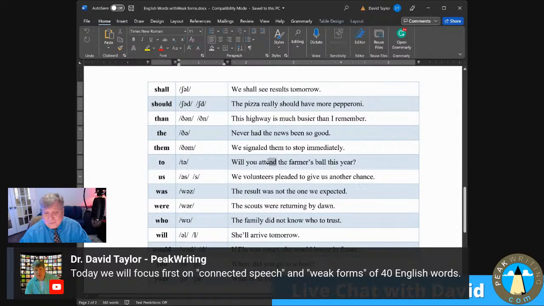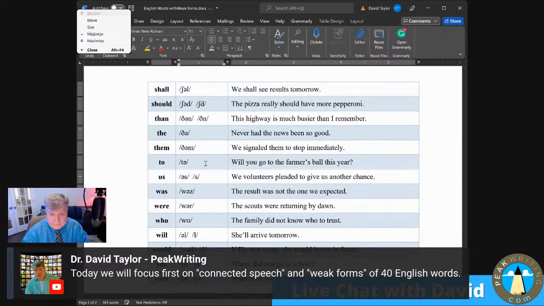I have no idea why the word "intend" is in there. It should be "go to." Okay. We gotta, we gotta, gotta. We could almost put in a D here, huh? We gotta go to the farmer's ball this year.